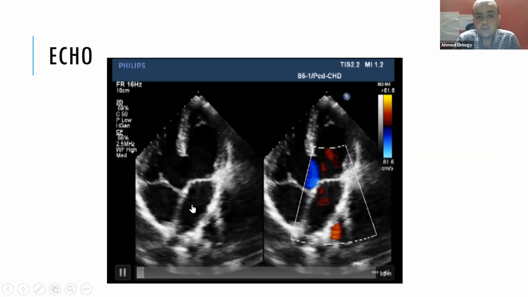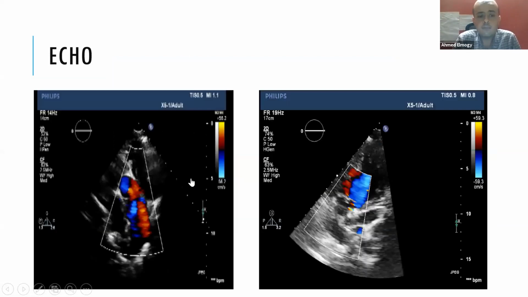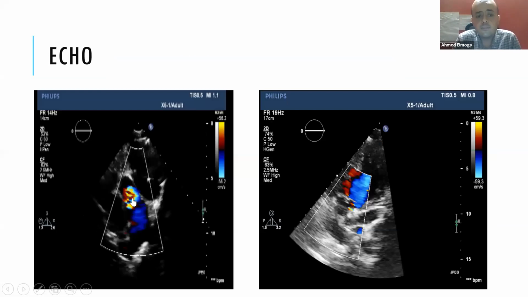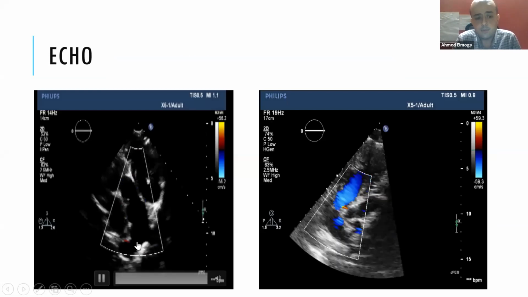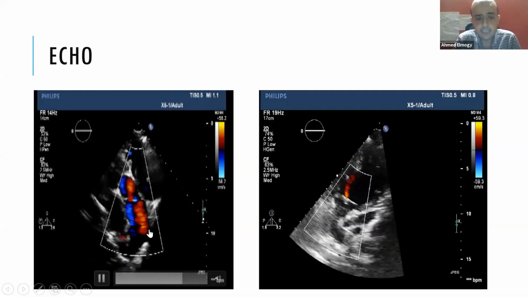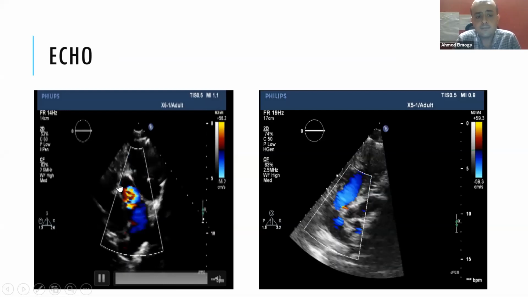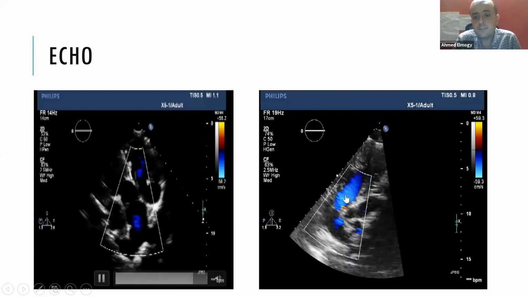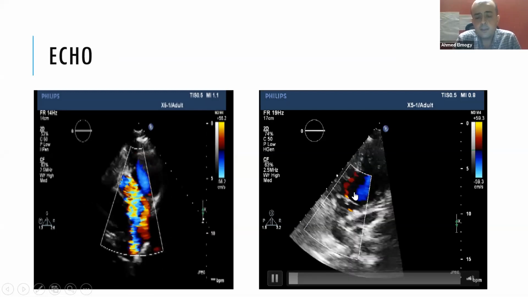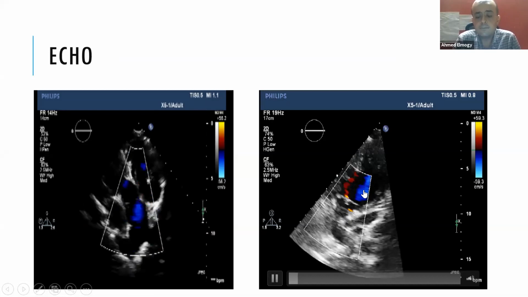We should try to look for valve abnormalities. Sometimes they have a straddling tricuspid valve, in which the tricuspid valve has septal attachment on the other side of the ventricle, not on the same side. And by anterior tilting, we first find the pulmonary artery with both branches, the RPA and the LPA, arising from the morphologic left ventricle. With more anterior tilting, the aorta starts to appear, arising from the morphologic right ventricle.